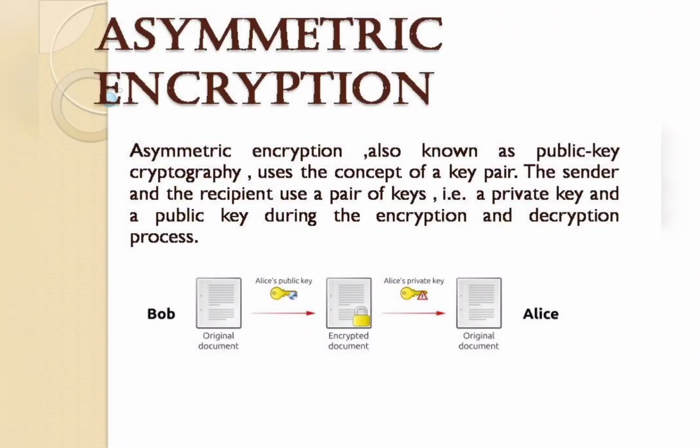Here I'm discussing asymmetric encryption. So let's start from the definition. Asymmetric encryption, also known as public key cryptography, uses the concept of a key pair. The sender and the recipient use a pair of keys, that is a private key and a public key, during the encryption and decryption process. So there is a diagram which elaborates it clearly.